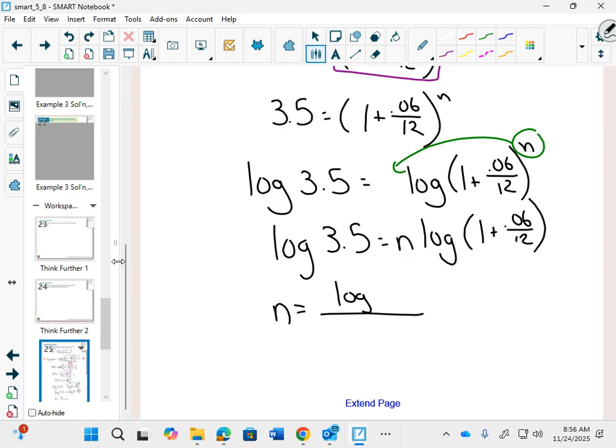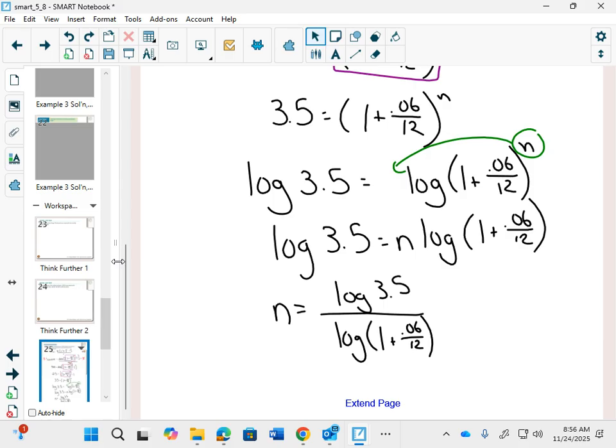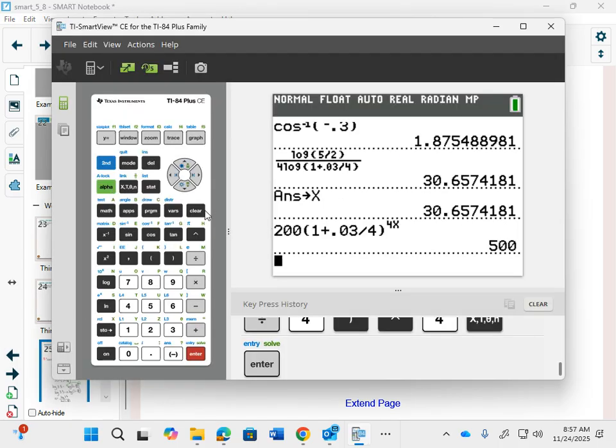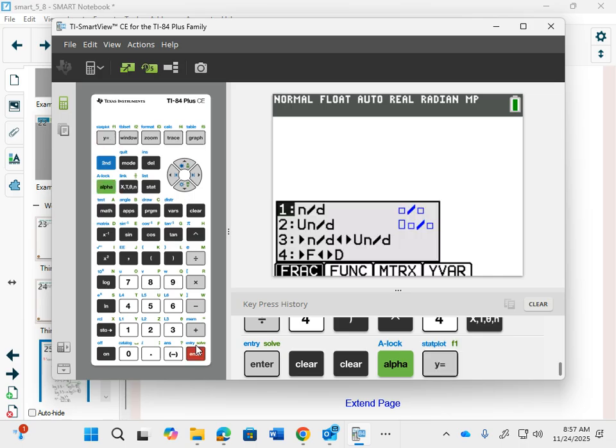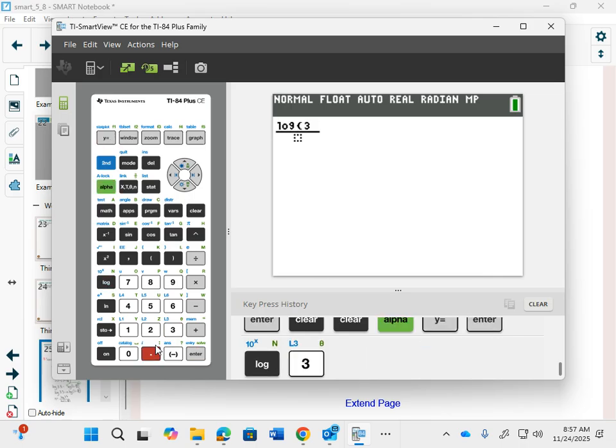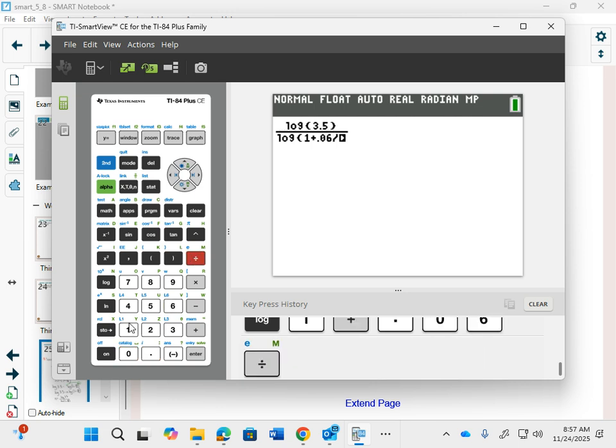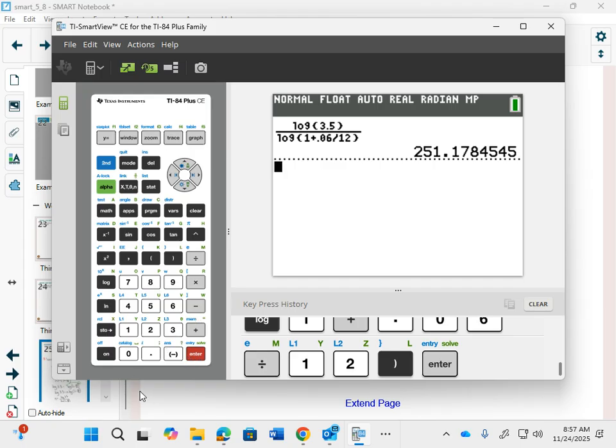Now if you divide both sides by log of 1 plus 0.06 divided by 12, take out my calculator here. Log of 3.5 divided by log of 1 plus 0.06 divided by 12. 251.178.